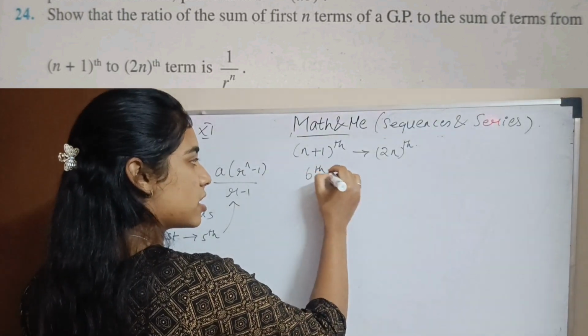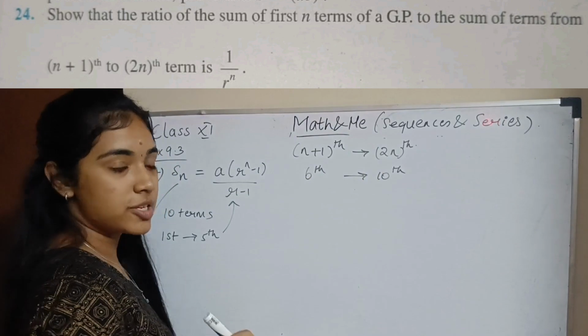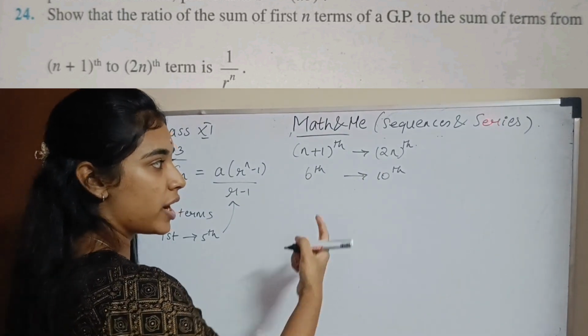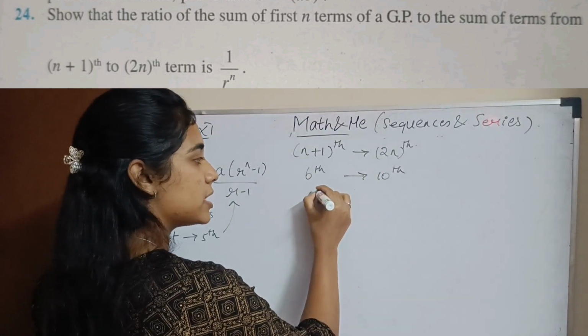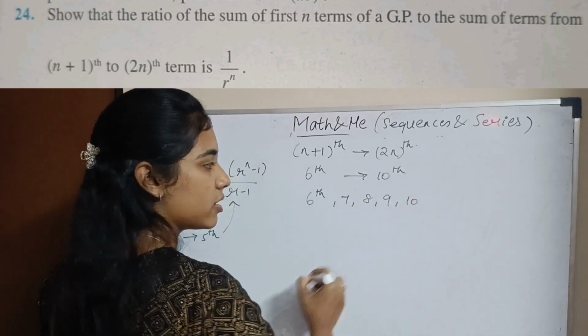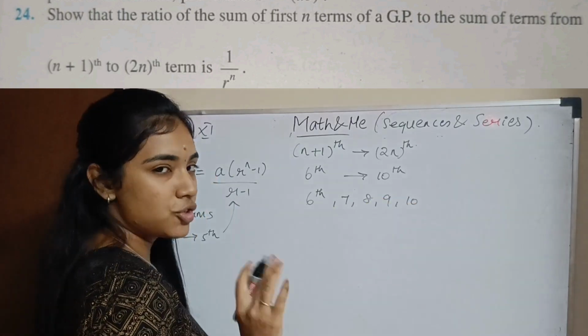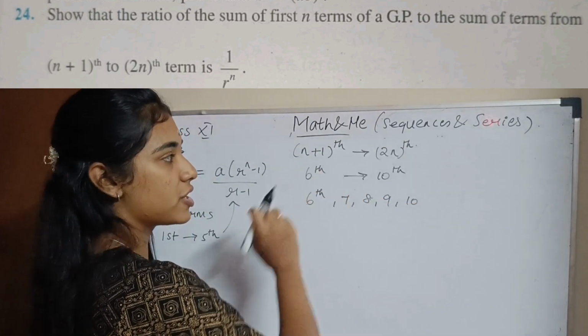From the 6th term to the 10th term, he asks us to find the summation. So how many terms do you have inside? You have the 6th term, the 7th, the 8th, the 9th and the 10th. What is your number of terms? 1, 2, 3, 4, 5. There are 5 terms. So how do you find that for a general case?